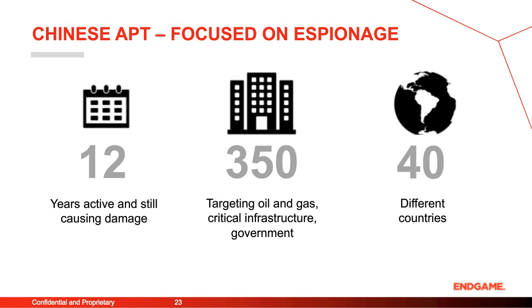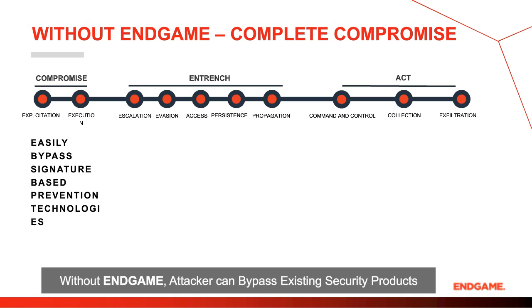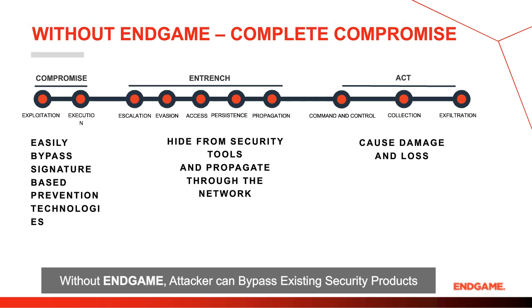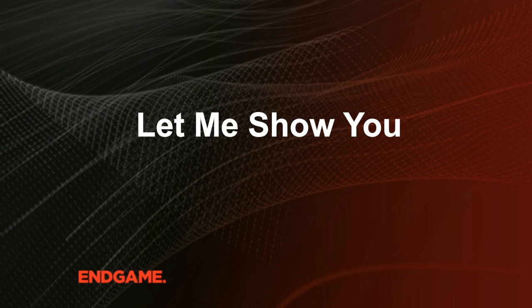Again, like most malware does, it changes signatures so it can bypass traditional detection technologies, and then it hides in memory when it actually executes itself. So that's a long setup to show you where we are in this demo. We'll walk through the initial compromise phase, the entrenchment phase, and then the actor causing damage and loss, and show you that with traditional security tools you're going to be able to bypass a lot of this, so you get complete compromise. But as I'll show you with Endgame, we can stop it at any stage of that attack.